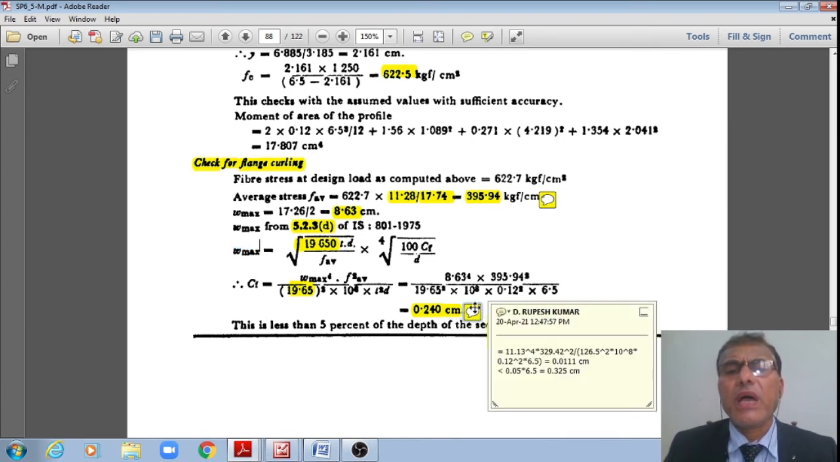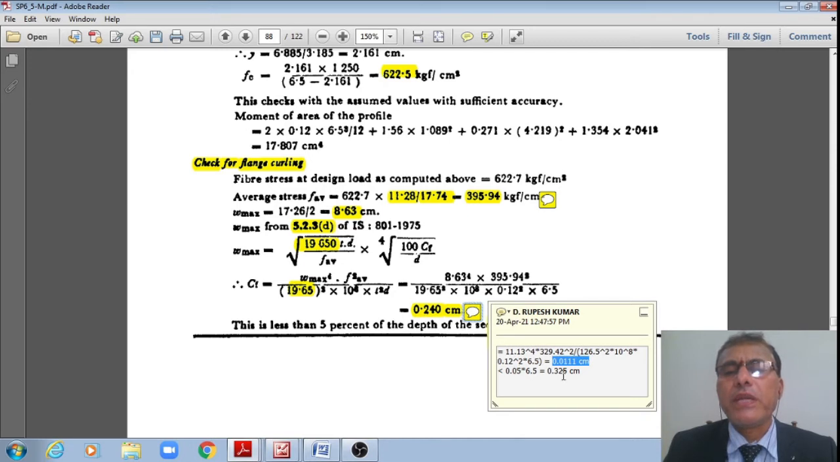Therefore, now I have this exact value of CF given by this, not 8.63, student, right? It is 11.13 whole to the power 4 multiplied by, even this is not 395, this is 329.42 whole square divided by 126.5 whole square multiplied by 10 to the power 8 multiplied by 0.12 whole square, that thickness whole square, multiplied by d 6.5. It now works out to 0.0111 centimeter, not 0.24 centimeter, student, right? There is a calculation error here.